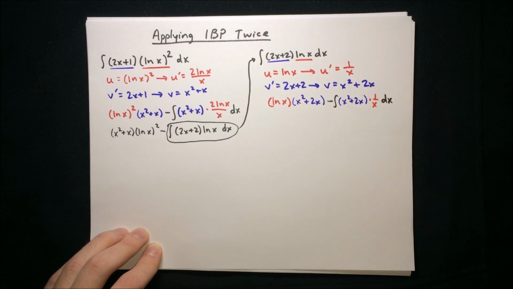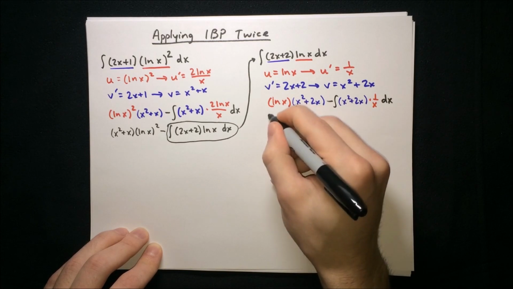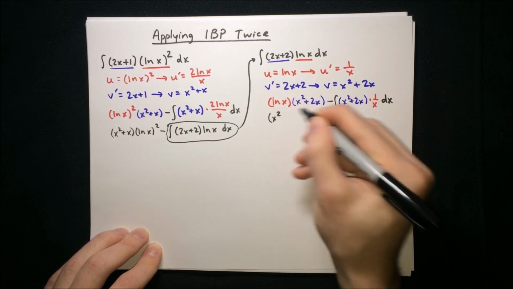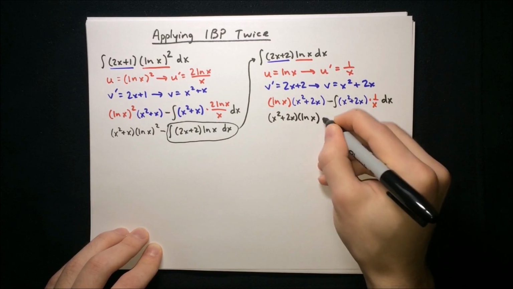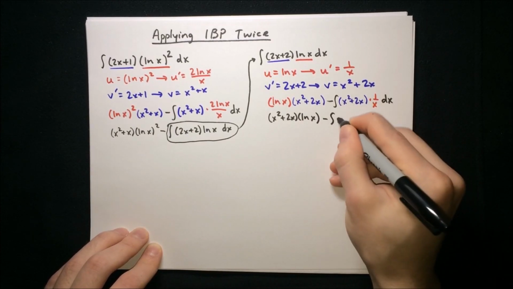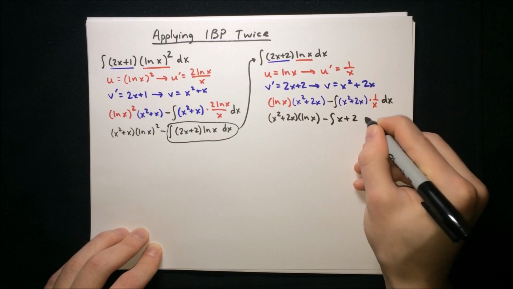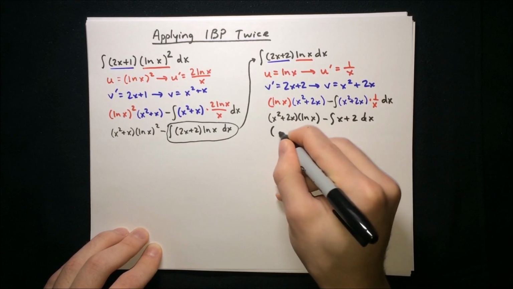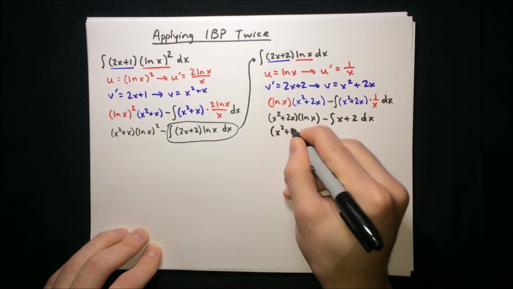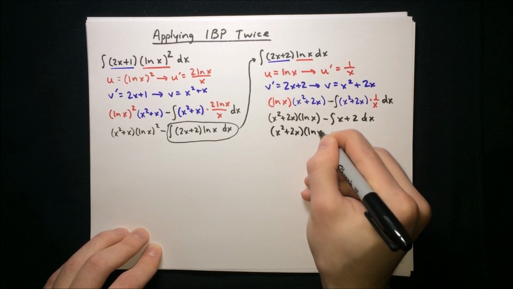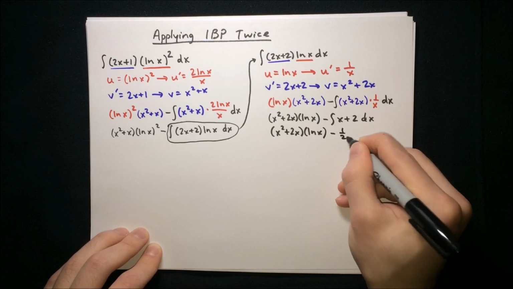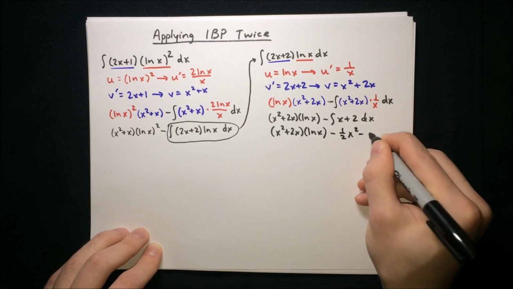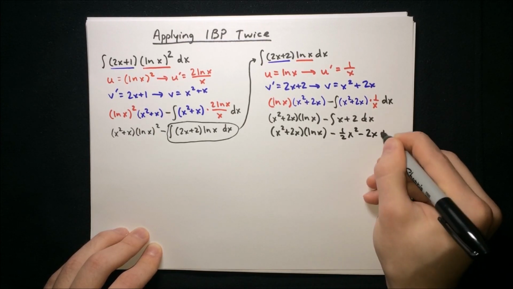And since we've gotten rid of the natural log, we are able to do this integral. So let's simplify everything. This is x squared plus 2x ln x minus the integral. This is just x plus 2 inside the integral. And the next step, we'll evaluate that integral. The integral evaluates to a half x squared plus 2x plus our constant.